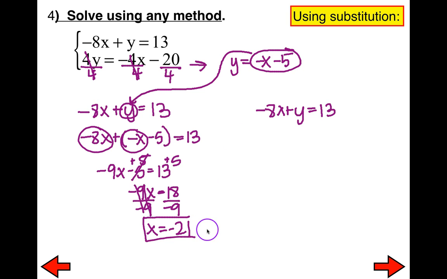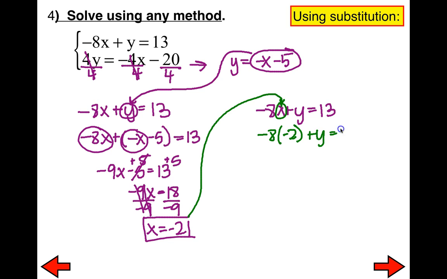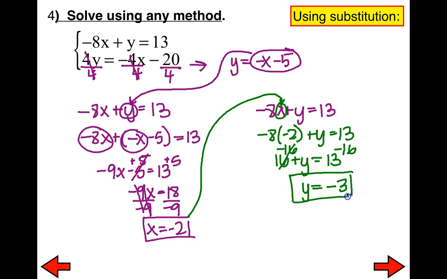Now we're going to go ahead and take this value for x and plug it in only for x. So we have a negative 8 times a negative 2 plus y equals 13. So here we have 16 plus y equals 13. Subtract 16 from both sides, and I'm left with y equals negative 3.